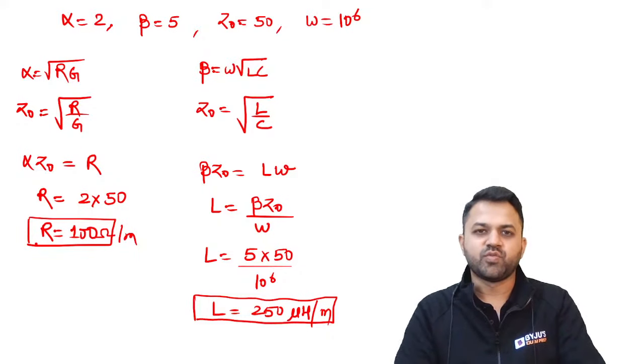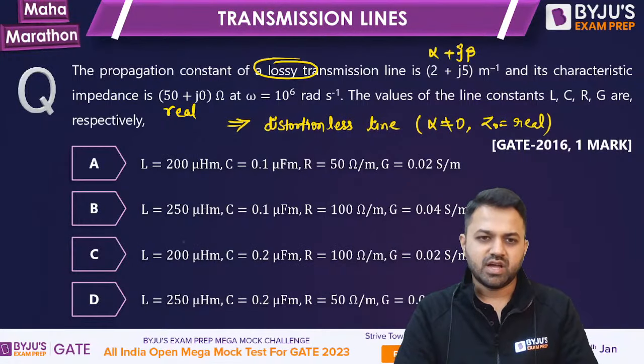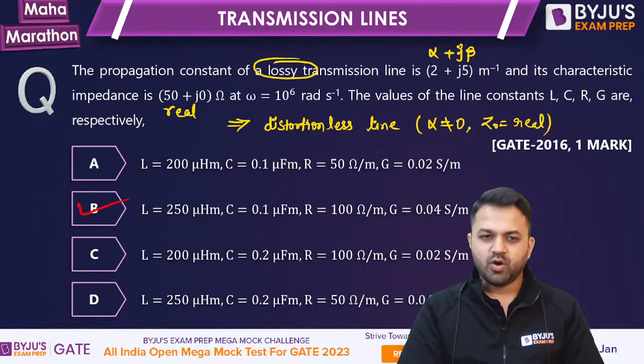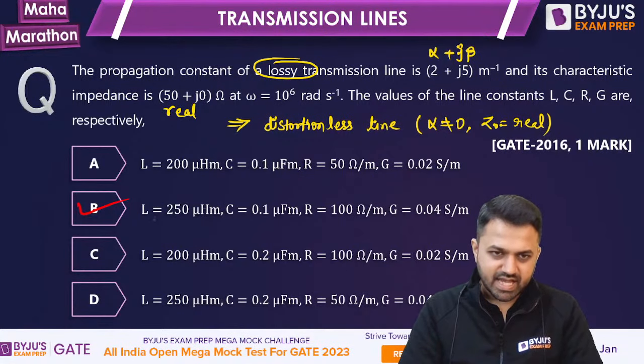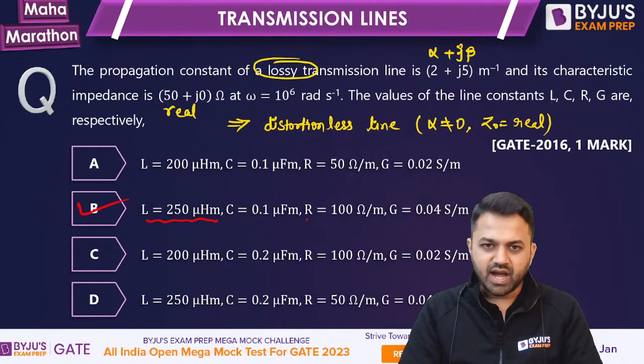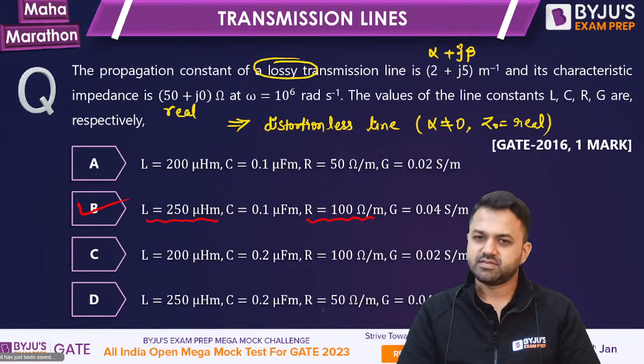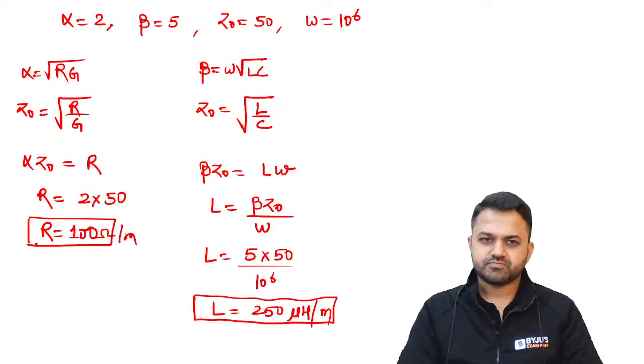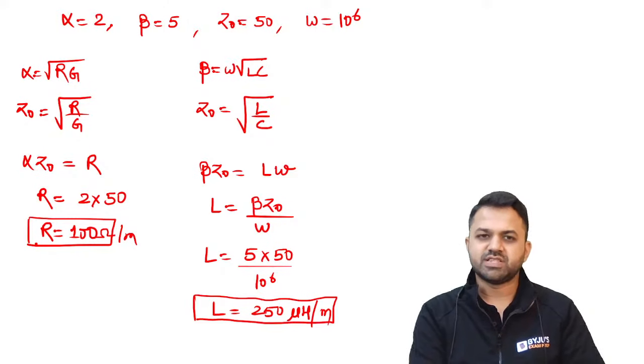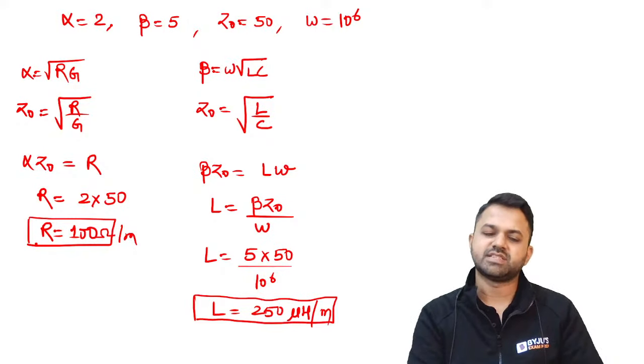So 100 and 250, R and L. L is 250 in the first option, and this is the right answer, option B. Option B, you can see that this L is 250 and R is 100. So these two values we have calculated and we can conclude the answer.